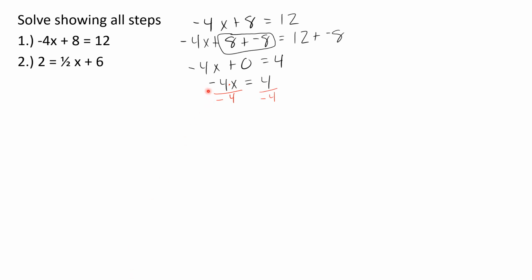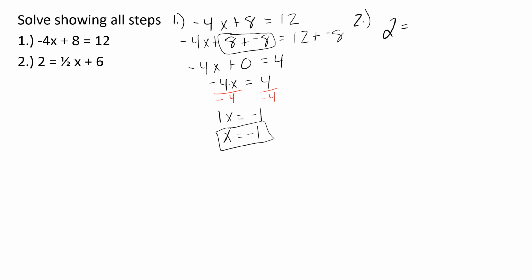Right here, negative 4 divided by negative 4 is 1. And so this becomes 1x. Over here on the right, we have 4 divided by negative 4, which is negative 1. And 1 times x is simply x. And so showing all of the steps and all of that thought process leads us to x is equal to negative 1. Moving on to the next problem. That is problem number 1. Here's problem number 2.